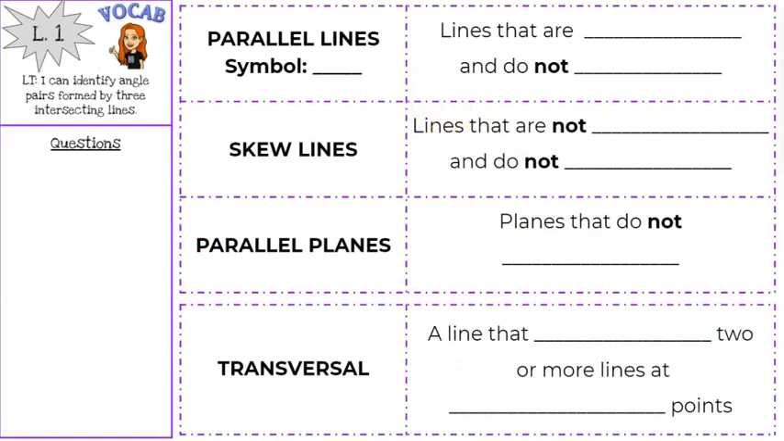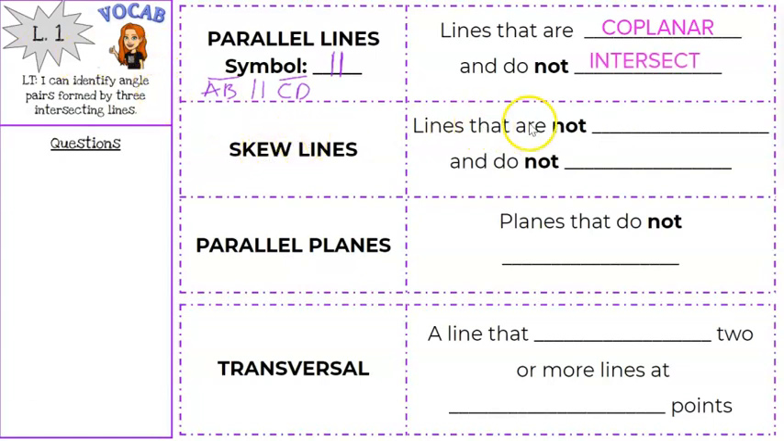Parallel lines. Our symbol for parallel lines is just 2 vertical lines up and down. So we could say segment AB is parallel to segment CD. Our definition of parallel lines is lines that are coplanar and do not intersect.